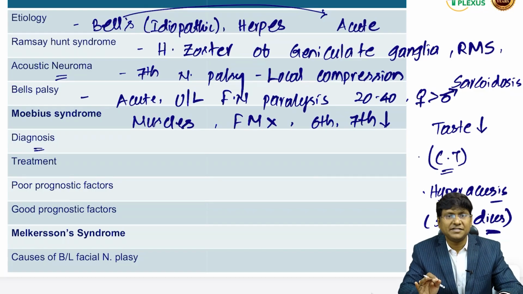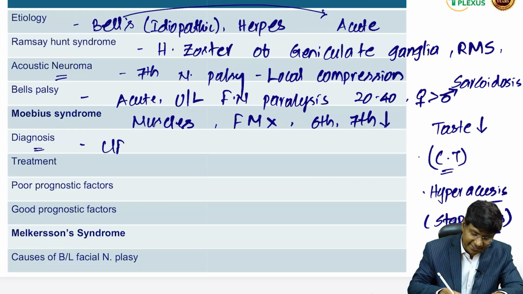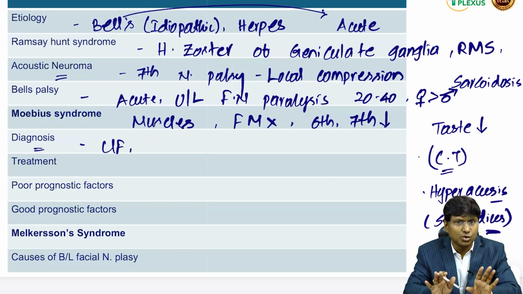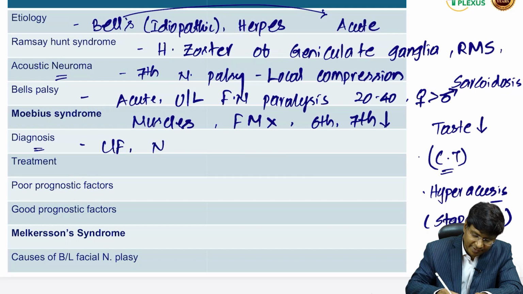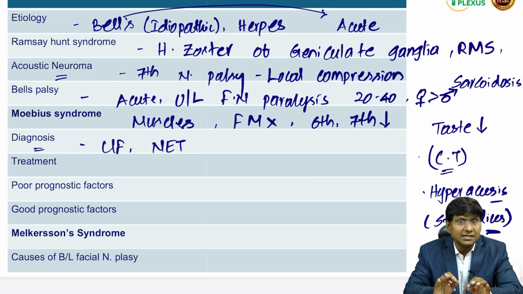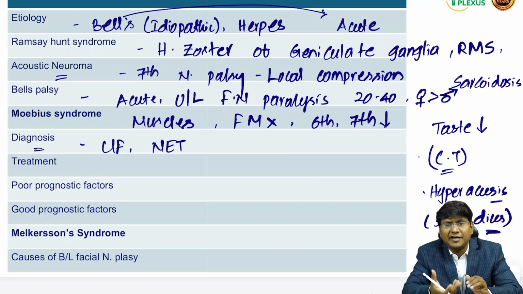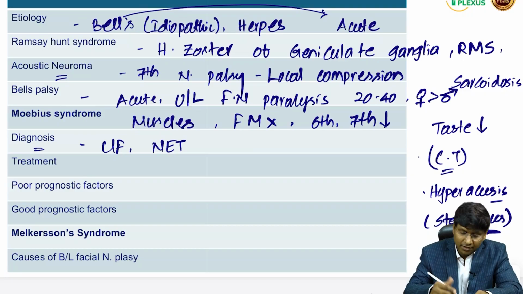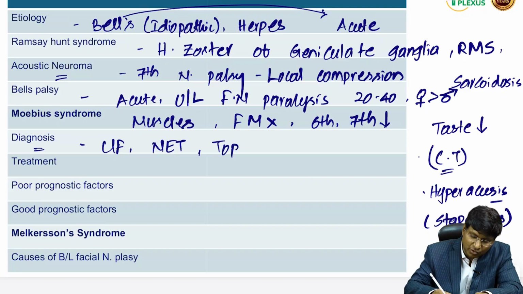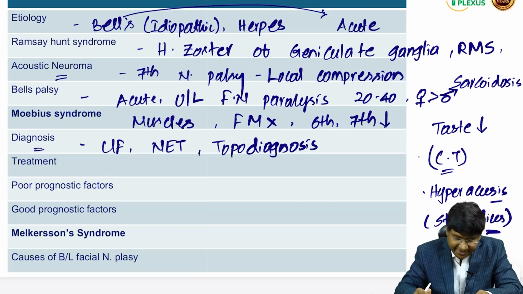So these will be the features of Bell's palsy. And the diagnosis is mainly by clinical features and mainly by exclusion. And the other important test that can be done is the nerve excitability test. The nerve excitability test will tell us whether there is any facial nerve degeneration, or where exactly is the site of the facial nerve damage. That is, topo diagnosis can be made by the nerve excitability test.